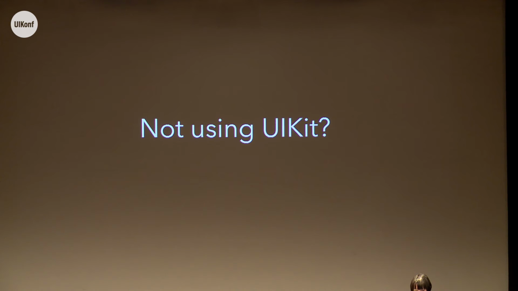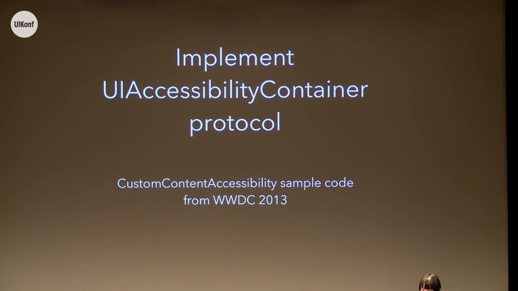So if you're not using UIKit and you're using something like OpenGL or DrawPoint or something else that's far too complicated, don't worry, it's still possible. You can still make your app accessible. It's a little bit more work, but it's not that bad. I don't really have time to go through implementing the UIAccessibilityContainer protocol, but there is some really good sample code from last year's WWDC, which goes through all of it.